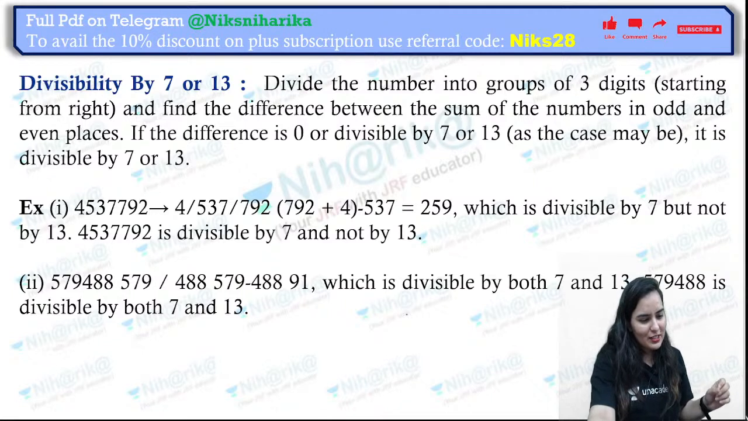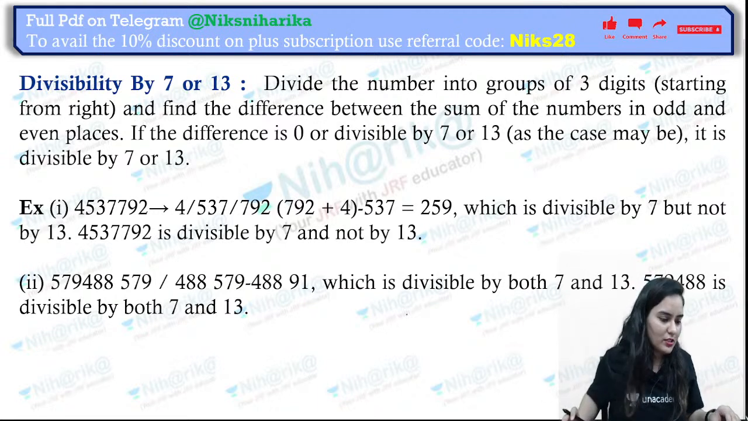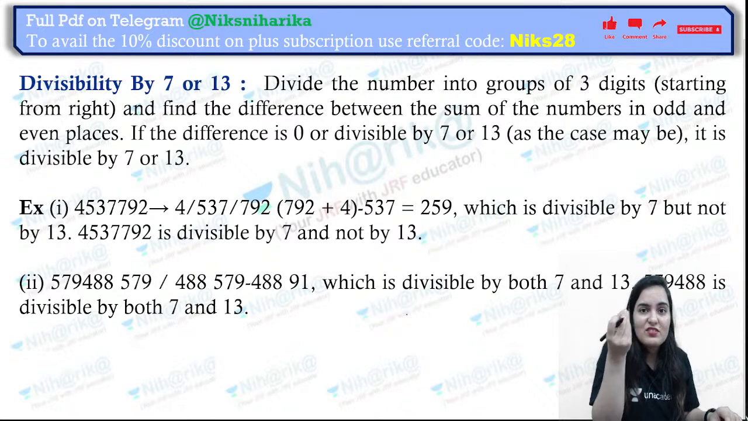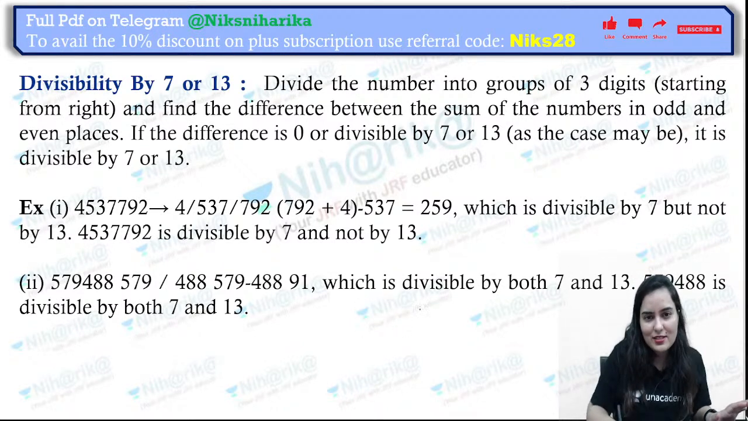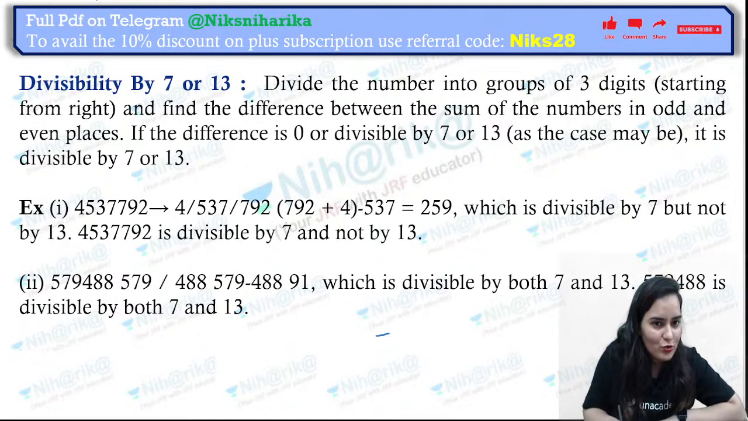Okay. Now divisibility by 7 or 13. We struggle for 7 and 13 a lot, right? Because the table of 7 and the table of 13 and 17 are a little bit dicey, we have to think a lot. So how to judge them?